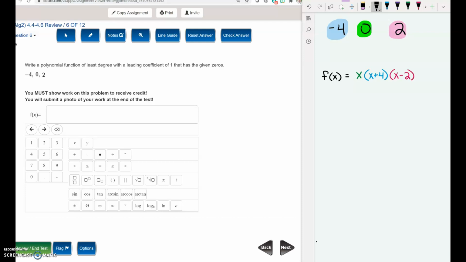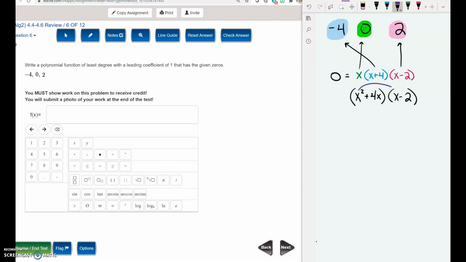So if we had factored and were solving this, we would have 0 equals. So this x would give us the 0, the x plus 4 would give us the -4, the x minus 2 would give us the +2. Now we need to multiply this out. So I usually multiply the first two together. So we've got x squared plus 4x, so that's just distribution. And then we've got the x minus 2, so we need to double distribute to multiply that out.